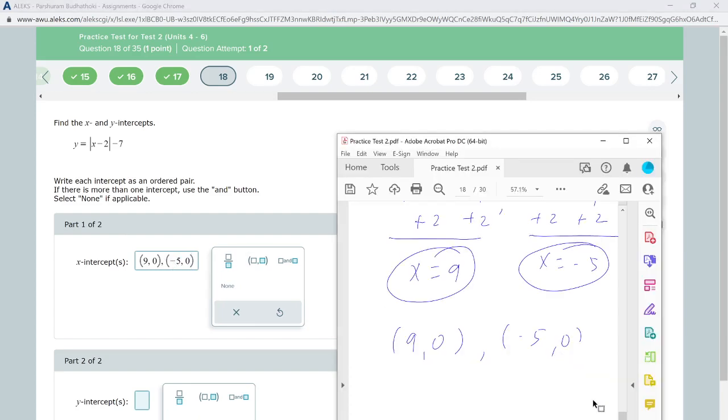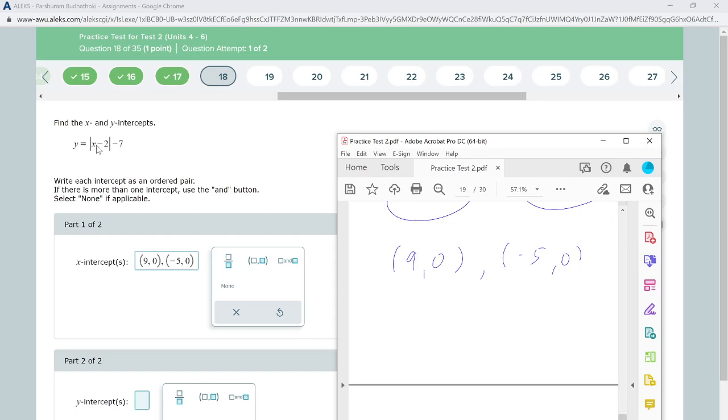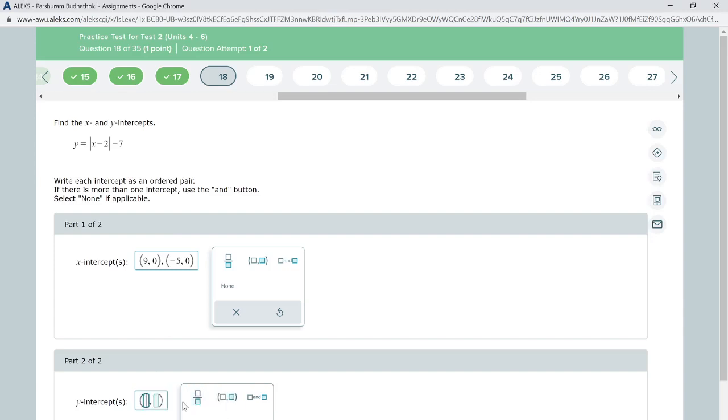Now for finding the y-intercept, take the same equation, put x equal to 0. So y equal absolute value 0 minus 2 minus 7, so this is absolute value of negative 2, which is eventually positive, because absolute value of a positive or negative number always gives you positive or 0. So this time it's absolute value of negative 2, which is positive 2. So 2 minus 7 equal negative 5. But remember, the way we write the answer, 0 comma negative 5. That's our y-intercept. There is only one y-intercept, 0 comma negative 5.